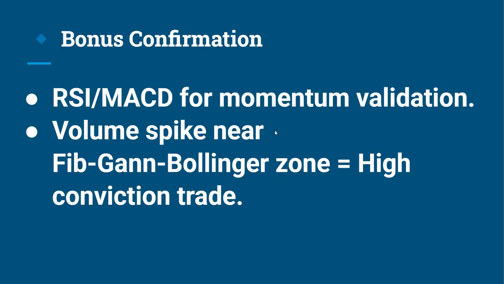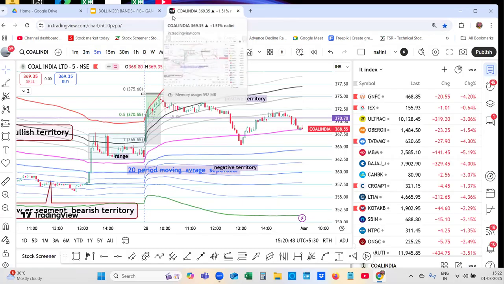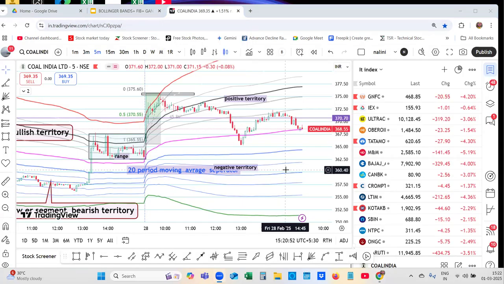For bonus confirmation, you can use RSI as well as volume spikes. So you can use this Fib Gann Bollinger zone for a high conviction trade. Let me take you to the chart.